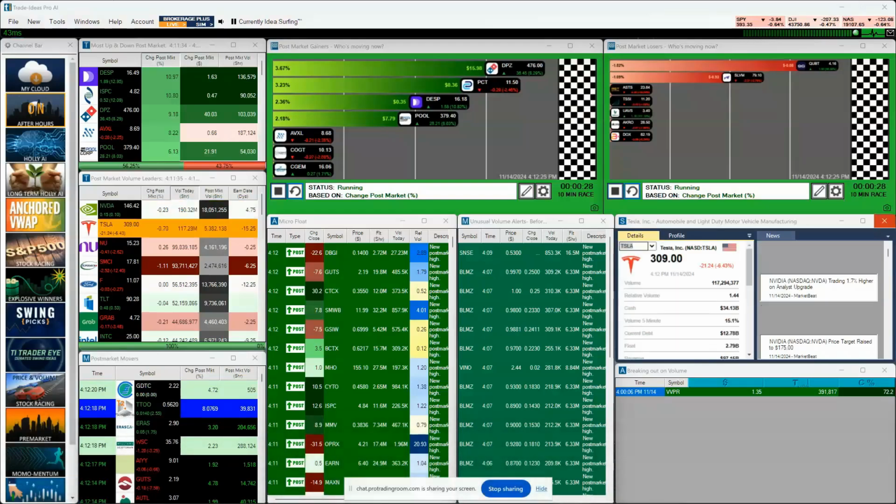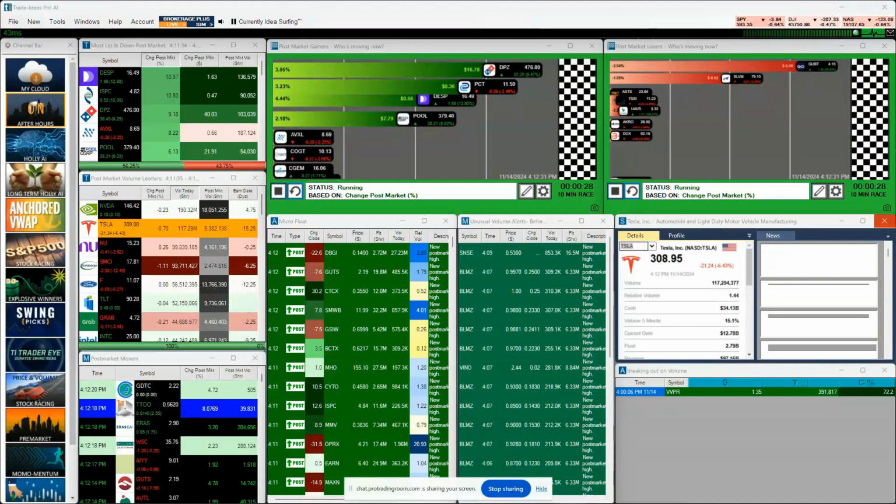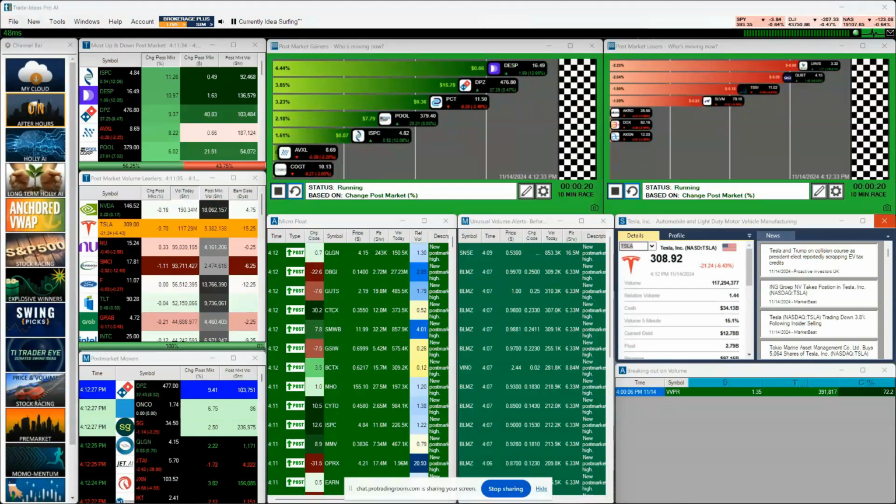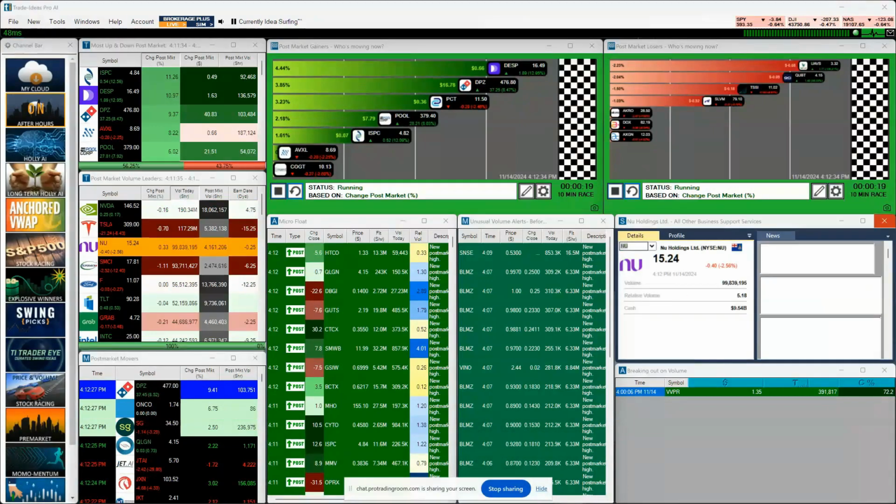PLTR going up? On DPZ, volume mover after hours. Talk of a mistake at Berkshire Hathaway. That's nothing. That's not even like real news. Questions?